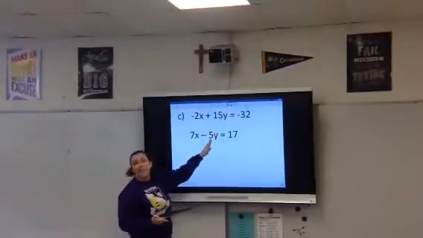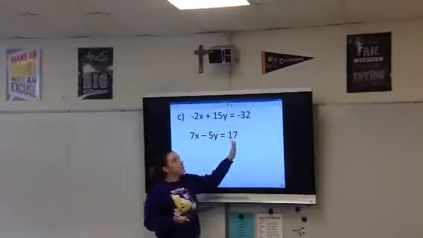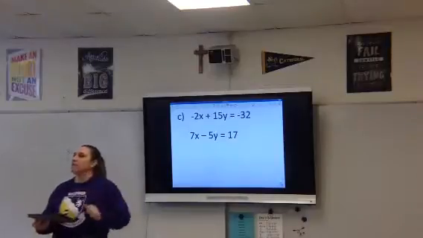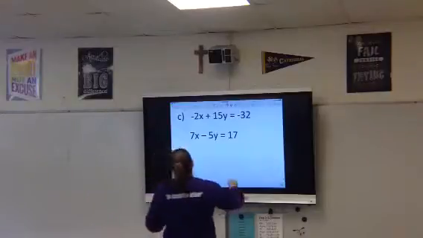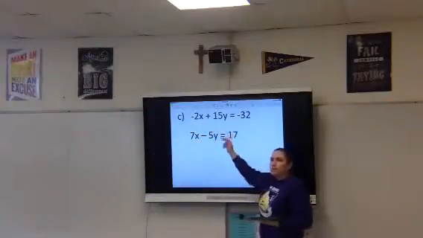We've got a 15 and a negative 5, and then we have a negative 32 to 17. Will anything cancel here right away? No. Now remember I said we can multiply one or both by something, okay? One or both by something. So now if I'm looking at that, what are you guys thinking about as far as multiplying by something?